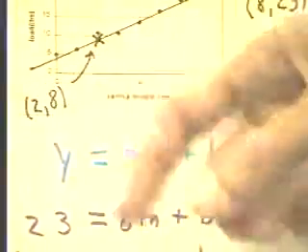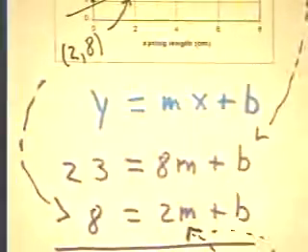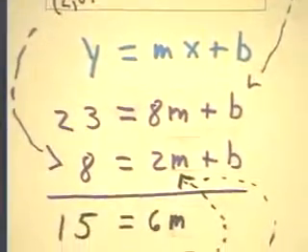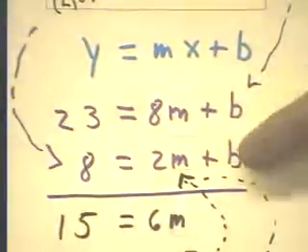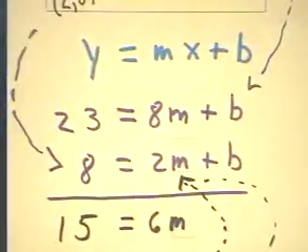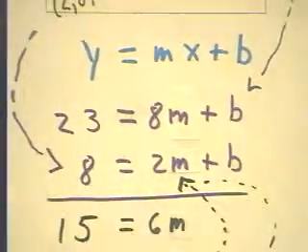And then substituting 2, 8, we get this equation. Having these two equations, we simply subtract them, and b goes away, and we end up with 15 equals 6m. And that's fairly easy to solve for m.